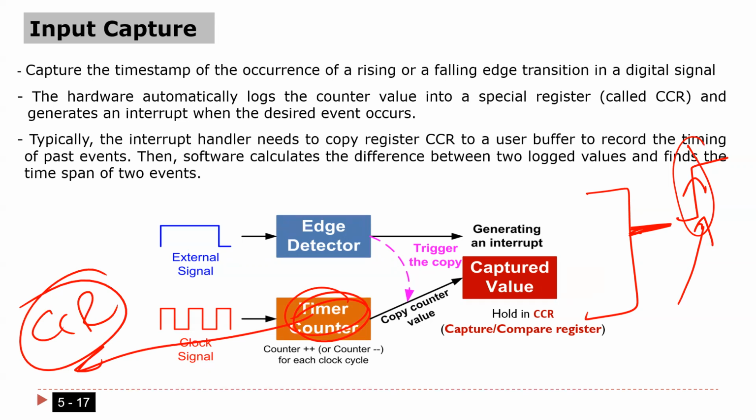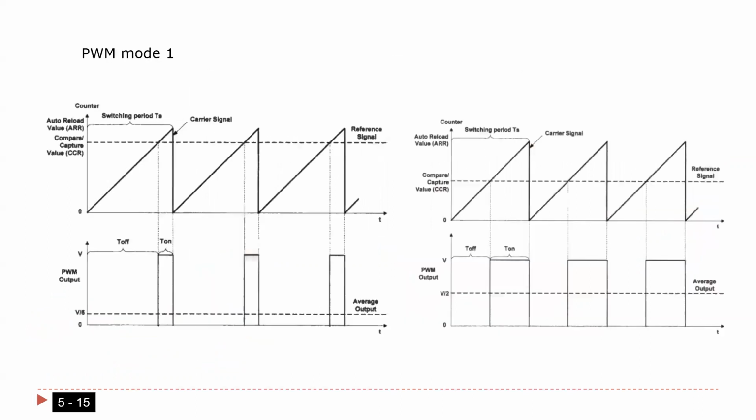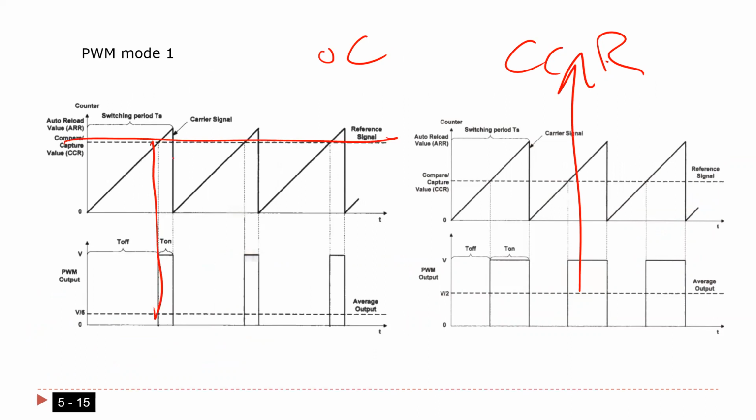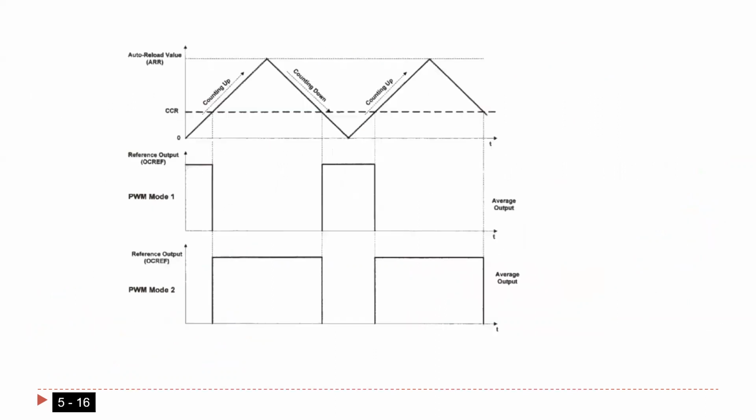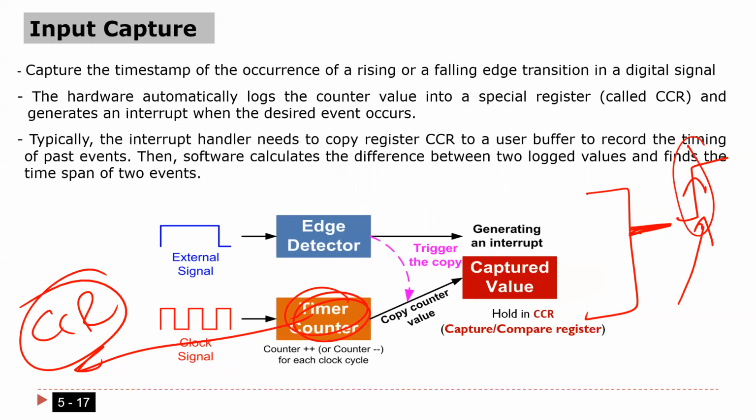Okay. So in case of output compare, CCR, we write to CCR. When you write to CCR, you say, okay, I want to toggle the signal, or I want to toggle the pin when the counter is equal to CCR. However, in case of input capture, you are going to read CCR. You're not going to write to CCR, because actually here CCR is going to store.